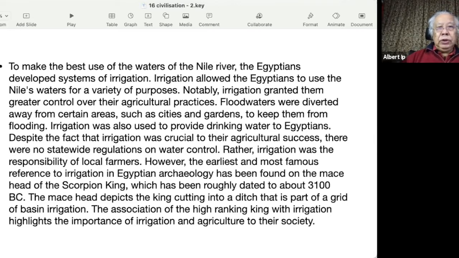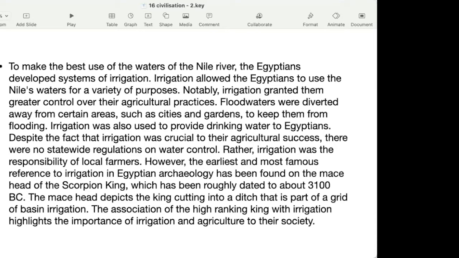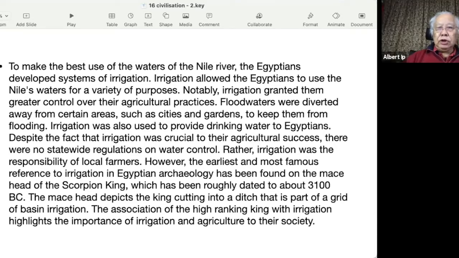To make the best use of the waters, the Egyptians developed a system of irrigation. Irrigation allowed the Egyptians to use the Nile's water for a variety of purposes. Notably, irrigation granted them greater control over their agricultural practice. Flood waters were diverted away from certain areas, such as cities and gardens, to keep them from flooding. Irrigation was also used to provide drinking water. Despite the fact that irrigation was crucial to agricultural success, there were no statewide regulations on water control. Rather, irrigation was the responsibility of local farmers.